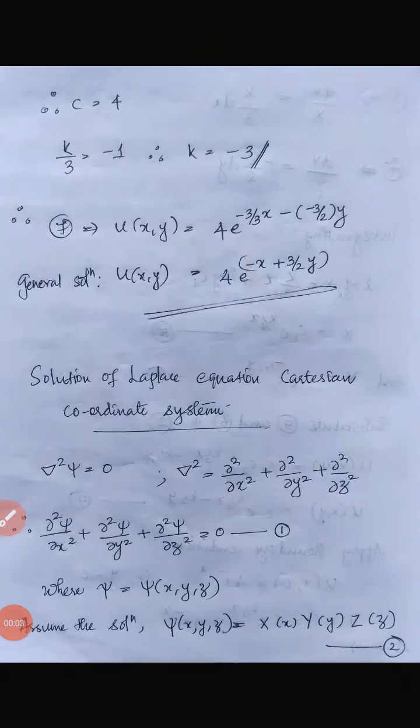Solution of Laplace equation in Cartesian coordinate system. We know the Laplace equation, that is del square psi is equal to 0, and del square is the Laplacian operator, that is del square is equal to dou square by dou x square plus dou square by dou y square plus dou square by dou z square.